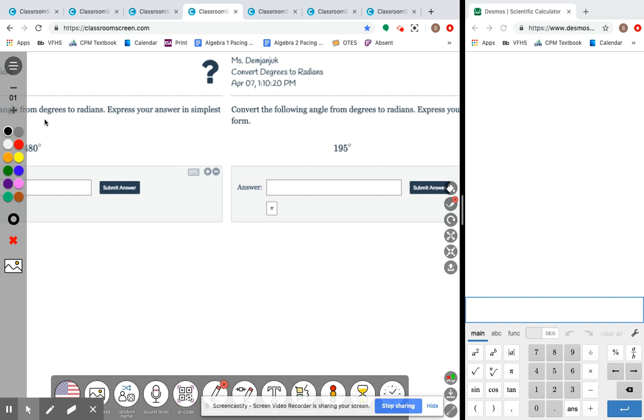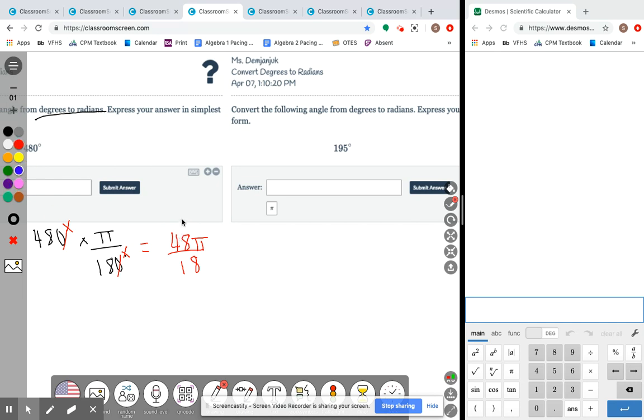Two more examples from degrees to radians. So I have 480 degrees. I need to multiply it by pi over 180. I notice I can cancel out the degrees. I also see they're both divisible by 10. So I'm going to write this as 48 pi over 18.